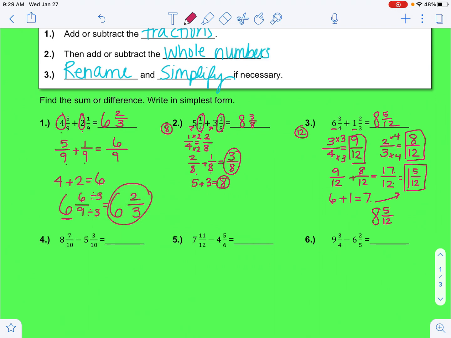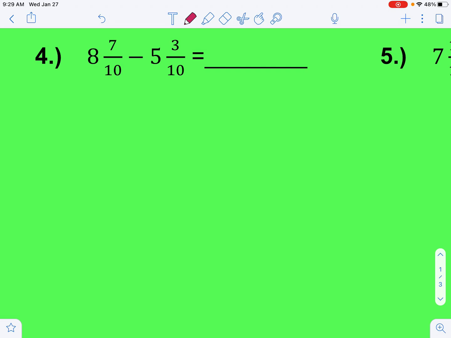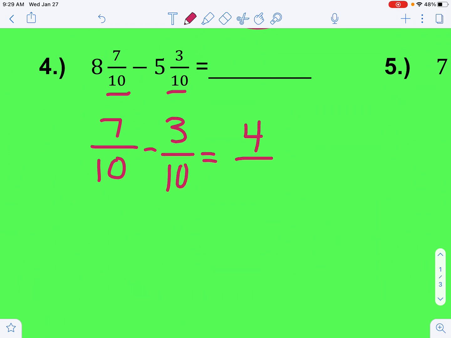Awesome. Now let's move on to some subtraction problems. Alright, so we have 8 and 7/10 minus 5 and 3/10. If you notice, our denominators are exactly the same, so we can go ahead and subtract our fractions. 7 minus 3 gives us 4, and our denominator stays a 10.